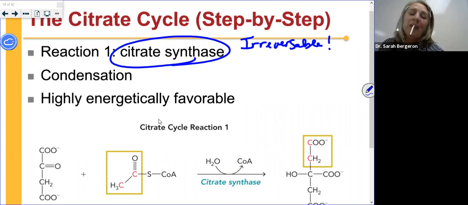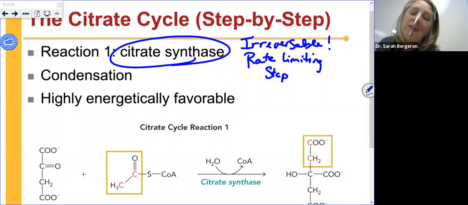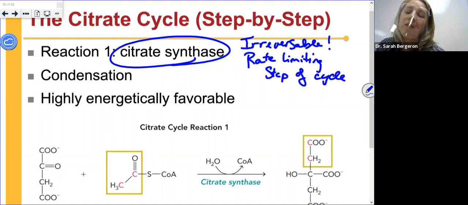But this is really our rate limiting step of the entire cycle. You can only have one rate limiting step. It's by definition, right? Like you got a bunch of people together and one person holds you up, right? That's this reaction. All the irreversible ones are places where we can control the cycle, yes, but one step is the slowest step, and that's the rate limiting step. So this is the slowest step. Y'all do mechanisms? Yeah, okay.